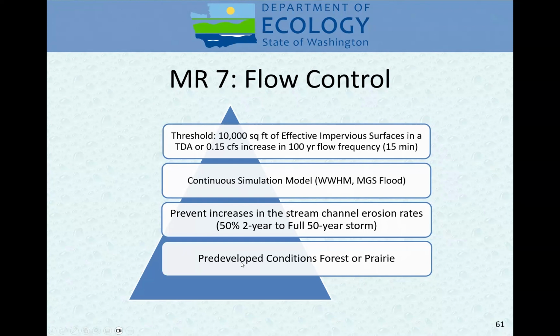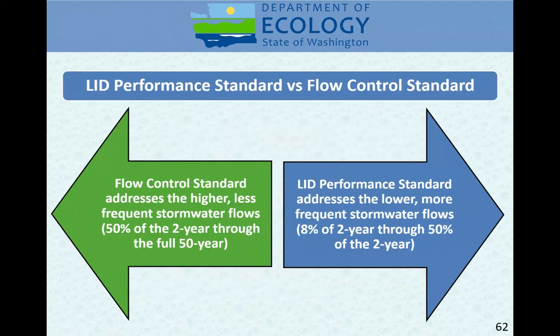And again, your pre-developed conditions are forest or prairie. I don't want to see impervious or landscape in the pre-developed conditions. That's wrong. Okay, you don't do that. And we've created our minimum required number 5 and minimum required number 7 to butt together here at 50% of the 2-year flow. So flow control, the less frequent, larger storms are minimum required number 7. The more frequent, smaller storms are minimum required number 5.